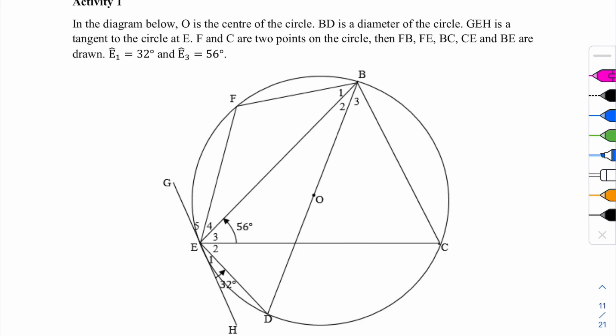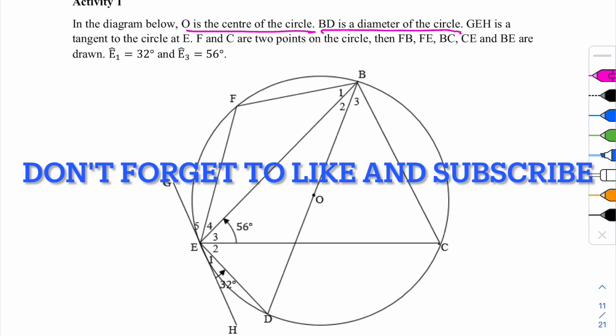Okay, in today's video, we're going to look at a question on Euclidean geometry for both grade 11 and grade 12. Okay, let's read the question. In the diagram below, O is the center of the circle. Okay, center is a key word there. And then BD is the diameter of the circle. And we're also told that GEH is a tangent to the circle. So that's another key word.